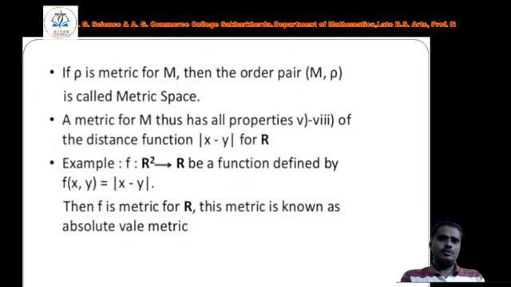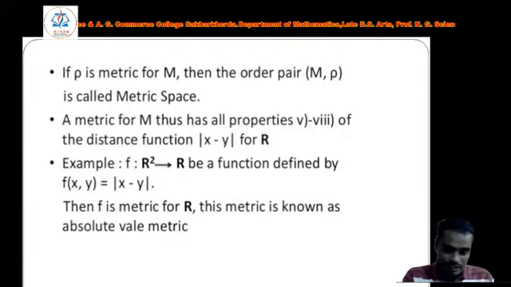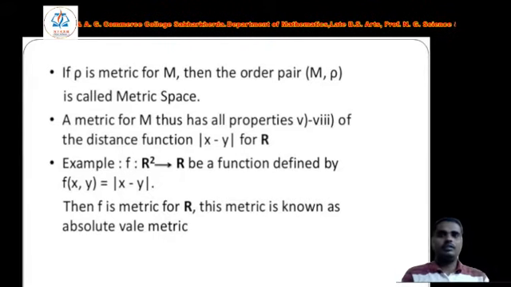If distance rho is a metric for M, then the ordered pair M comma rho is called a metric space. A metric for M thus has all properties 5 to 8 of the distance function mod of x minus y for R. Now the example: f from R square to R be a function defined by f of x, y equals mod of x minus y, then f is a metric for R.